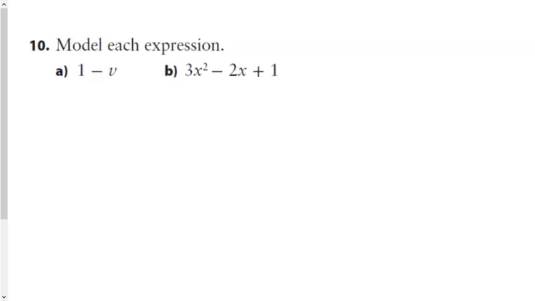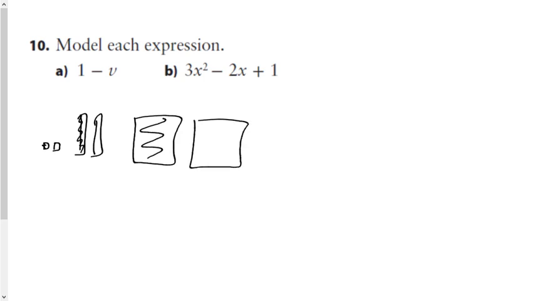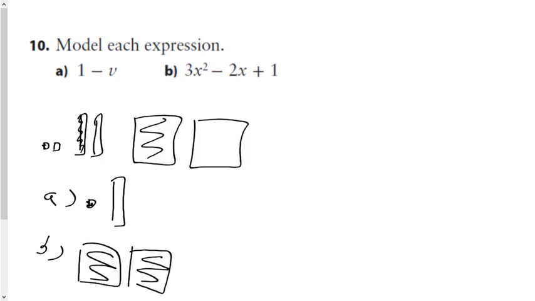Question 10, model each expression. So when we do the modeling, remember, that's our 1, that's our negative 1, that's our x, that's our negative x, that's our x squared, that's our negative x squared. Those are our symbols. So for A, 1 minus v, we're going to use the negative v or the negative x to represent our variable, and that is 1 minus v. B would be 3x squared, which is real simple.